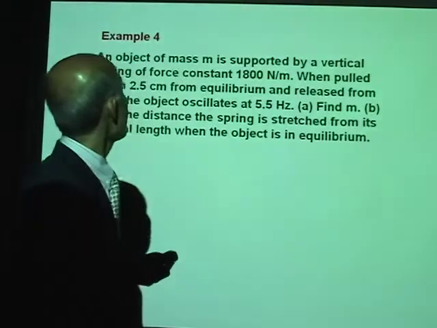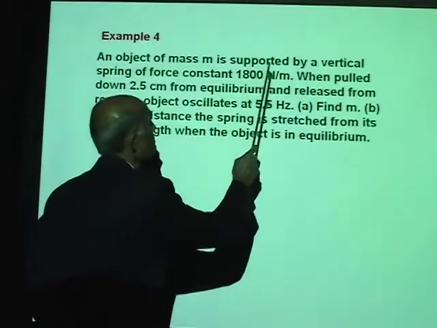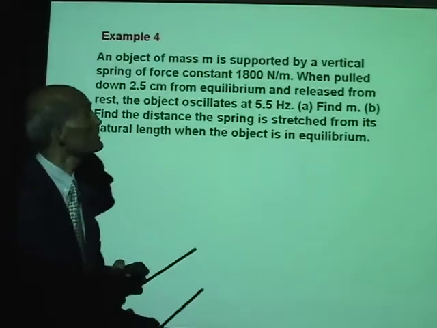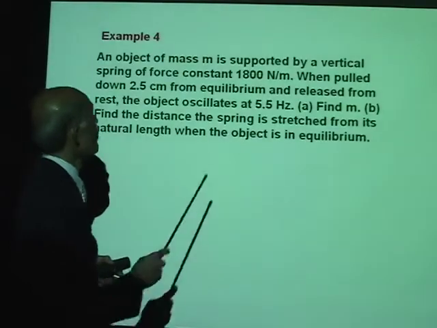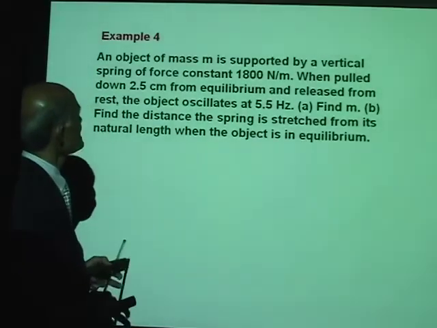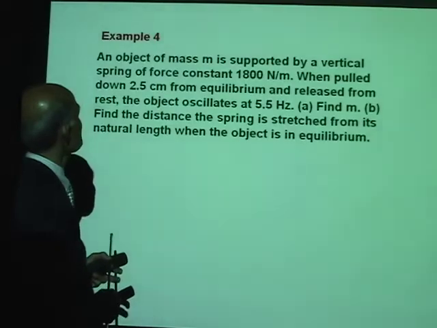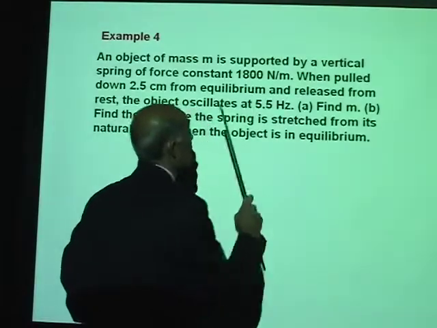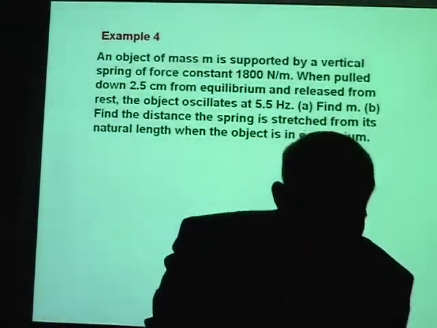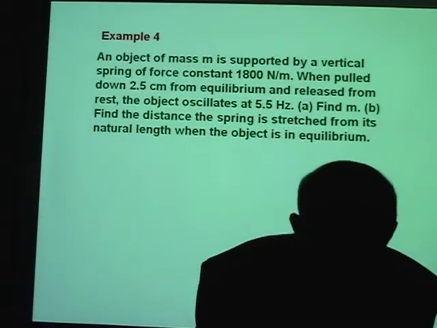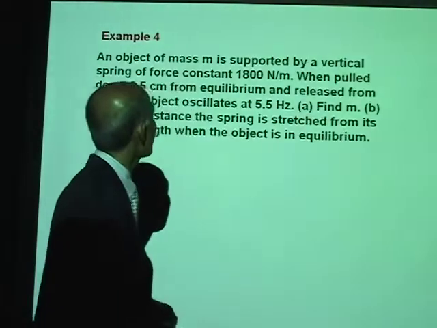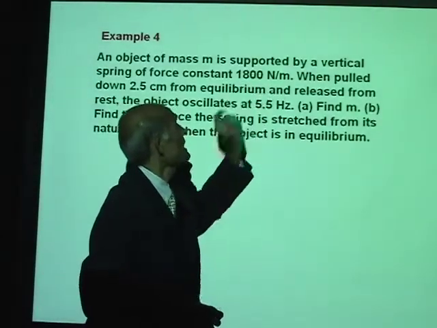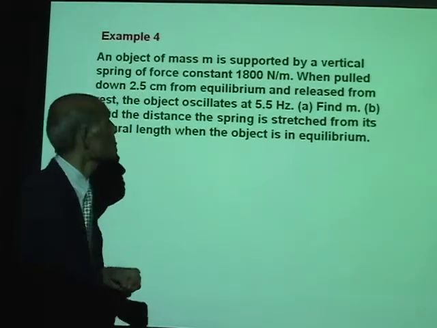An object of mass m is supported by a vertical spring of force constant 1800 Newton per meter. When pulled down 2.5 centimeter from equilibrium and released from rest, the object oscillates at 5.5 hertz. All right, tell me, what are the given data here? Anybody tell me, what are the relevant data we can pull from there? Well, first of all, we know the value of k. k is 1800 Newton per meter.